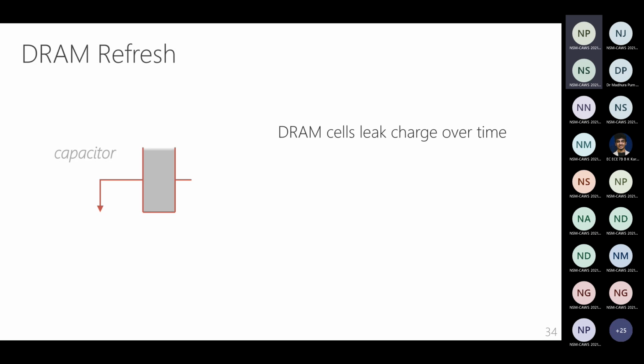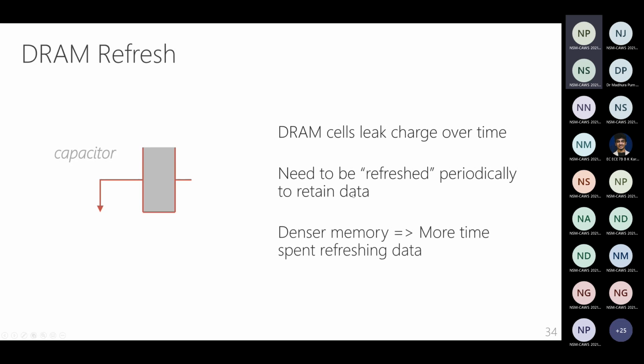DRAM refresh. This is something that we covered. Cells leak charge over time, and if you just leave cells as they are for a very long time, then it is going to essentially change the state of the capacitor, which means you have to periodically refresh, right? And if you have a denser memory, which means I have more bits in the same area, that means I'm going to spend more time refreshing data, right?